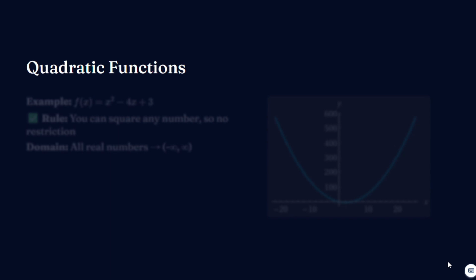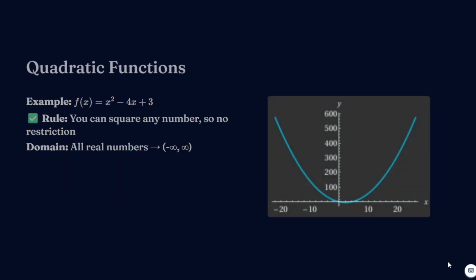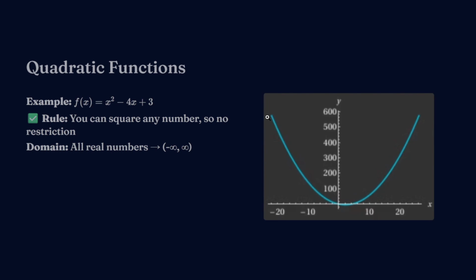Now how about quadratic functions? Quadratic functions are functions of the second degree, and they have the form f of x equals ax squared plus bx plus c. So for this example, we have the function f of x equals x squared minus 4x plus 3. As you can see in the graph here, it's an upward parabola.